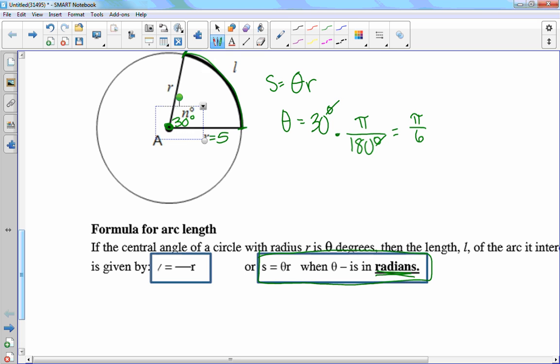So now we can pretty easily just plug right into our formula. Pi/6 times the radius. What is the radius? Nope, it's on the picture. 5. So there are 2 ways to write this answer. 5 pi/6 is the answer when the directions ask you to be in terms of pi.